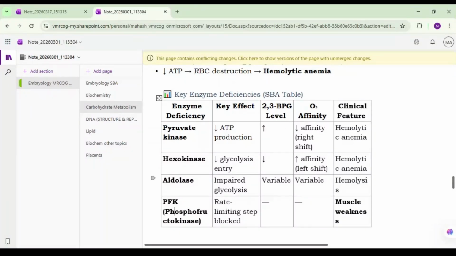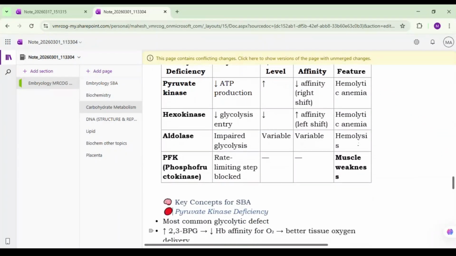Then there can be a deficiency of aldolase, that is impaired glycolysis, and you will again get hemolysis here. Next is PFK, phosphofructokinase, which is the rate-limiting enzyme, and this is the rate-limiting step. If it is blocked, then you get muscle weakness. So these are the key enzymes and their deficiencies.